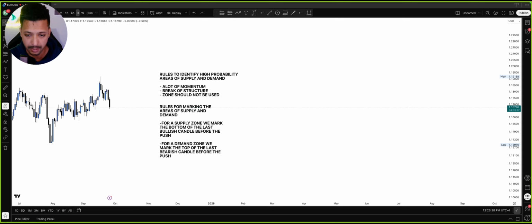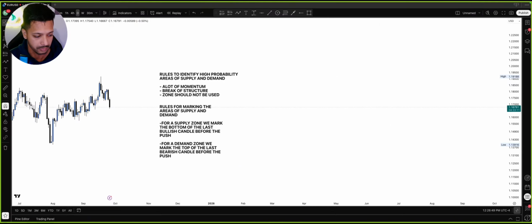We can't be just blindly going into the charts and marking every other supply and demand we see. If you do that, you're going to get screwed. So my job here is to show you guys how to identify these and how to really draw them. So before we get started, let me just show you guys how I actually mark these zones.